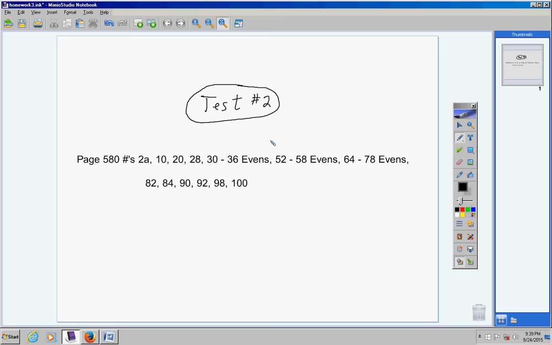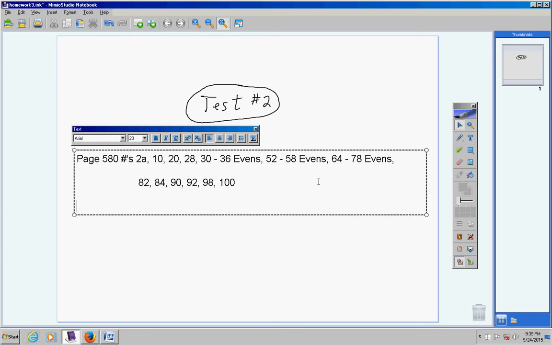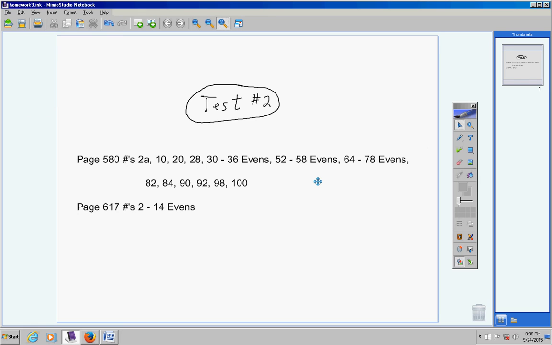Page 580, we'll start off with, actually, this is not the entire review sheet. I apologize. There's a little bit more, and you guys know that. Let's type it up here real quick while we're at it. Page 617, numbers 2 through 14. Oh, no, evens. Alright, and so, there's the rest of the review sheet. Okay, we're going to start on page 580, problem 2a, and so here we go.